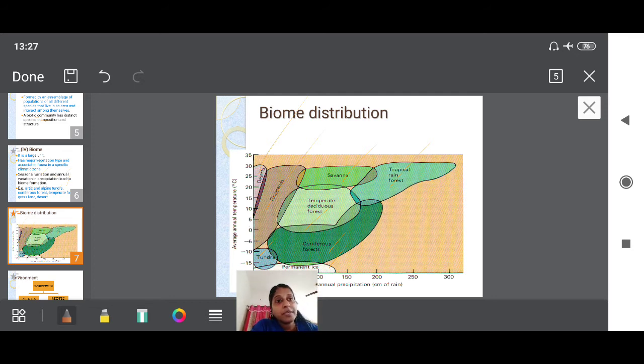Okay, so they will give a blank, A is given, what is the A denoting? If it is asked, then you have to know that it is temperate deciduous forest. Okay, so like that you have to note down in your textbook, the diagram is given, the graph is given, so you have to learn the graph, you have to know which is denoting what.